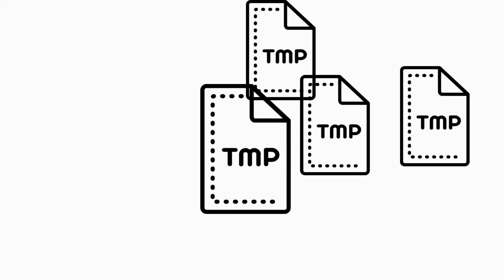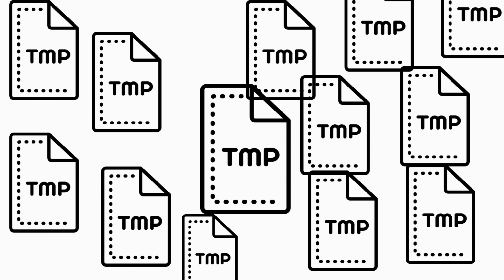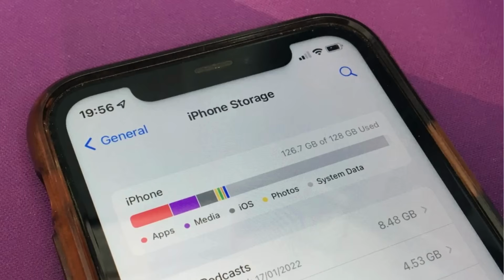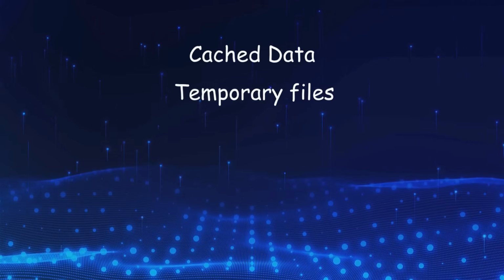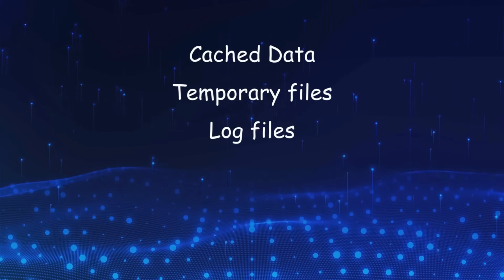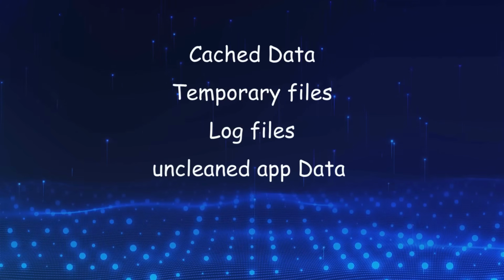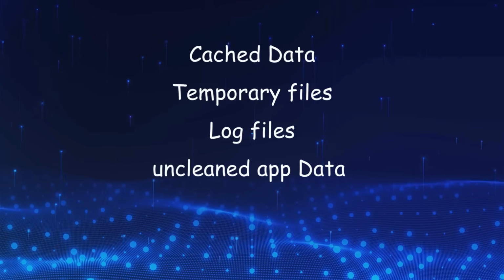And over time, it accumulates into gigabytes of invisible clutter that Apple's storage screen lumps under a vague category called other or system data. If you've ever looked at your storage breakdown and seen a massive gray or white block labeled other that you couldn't figure out how to shrink, that's what you're looking at. Cached data, temporary files, log files, app data that was never cleaned up, and a handful of other things that just quietly pile up the longer you own your phone.